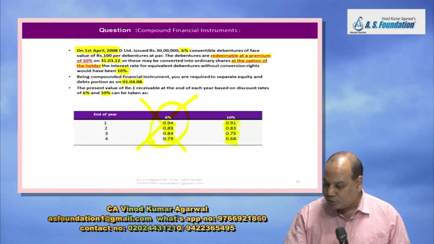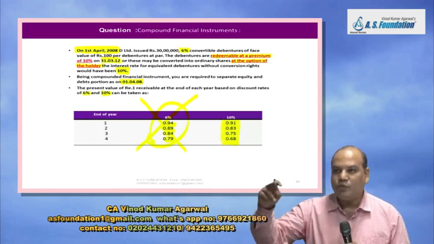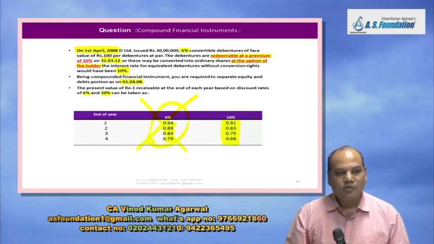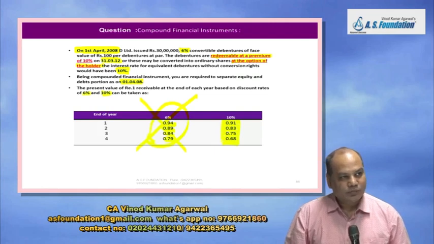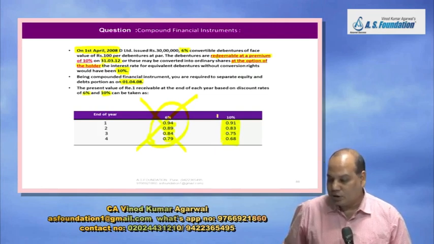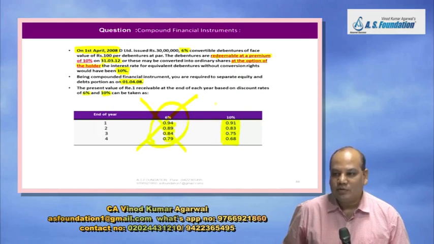When the problem gives you the factor, preferably use the same factor. Each of you will get the same answer. Although it is not mandatory, you can apply your own factor also. Okay. So my question is, what is the value of liability? Just try.